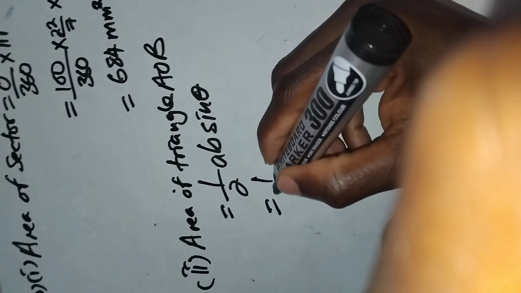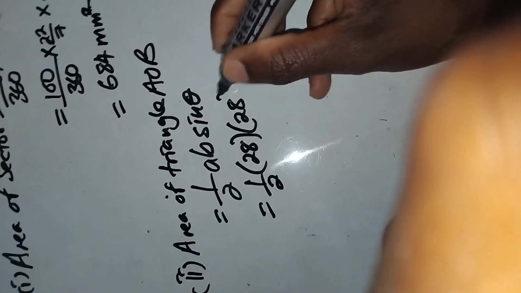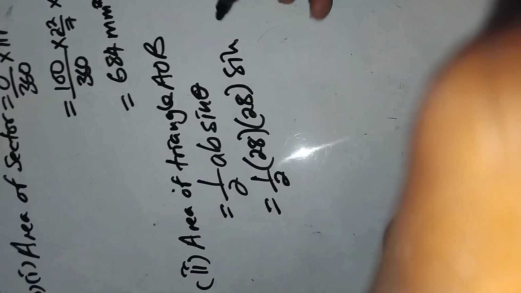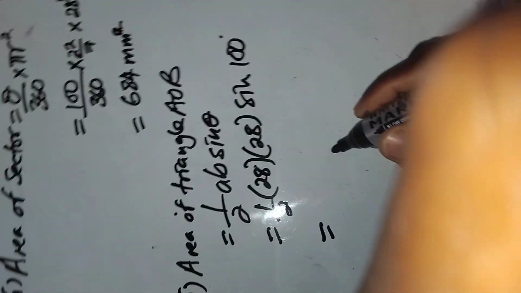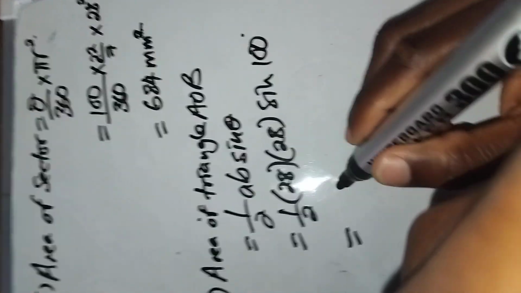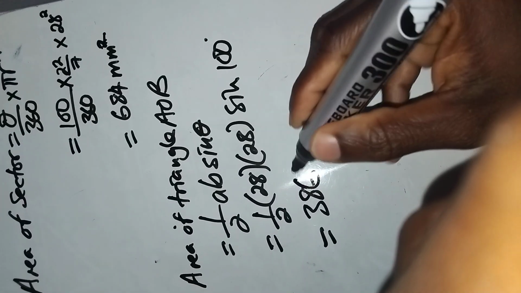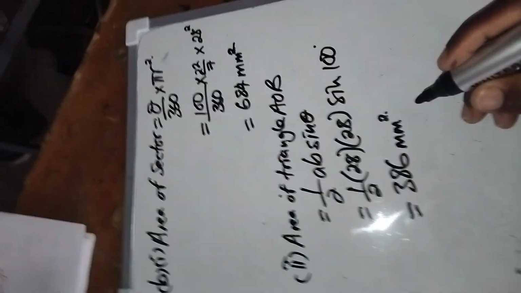So our A is 28 and our B is 28. Then sin 100. So here when we multiply everything we get 386 mm squared.